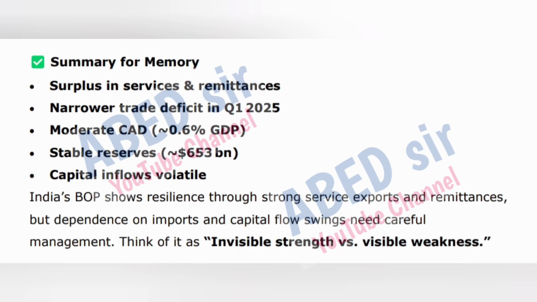Summary for memory. Surplus in services and remittances. Narrower trade deficit in Q1 2025. Moderate CAD, -0.6% of GDP. Stable reserves, $653 BN. Capital inflows volatile. India's BOP shows resilience through strong service exports and remittances, but dependence on imports and capital flow swings need careful management. Think of it as invisible strength versus visible weakness.